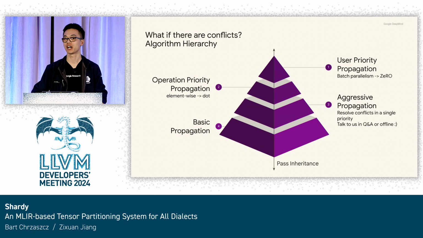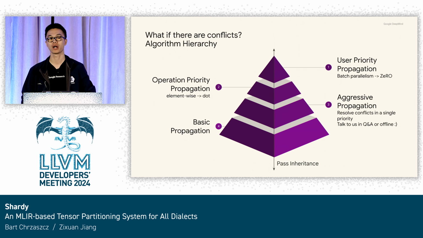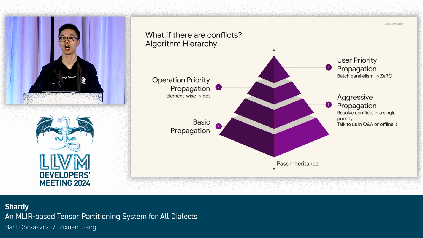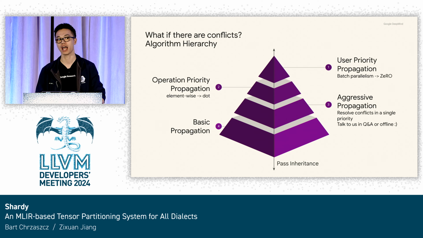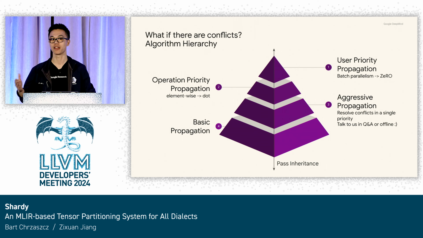Yeah, the example above doesn't contain any conflict resolution requirements, since there are no conflicts in these tables. We do not have the repeating axis along each column or repeating axis along each row. So when we further develop a full hierarchy to resolve these conflicts, on the top level, which is the user priority propagation, users can define the priorities for specific sharding annotations, and we will handle the sharding with highest priority first, and then gradually handle the shardings with lower priorities.